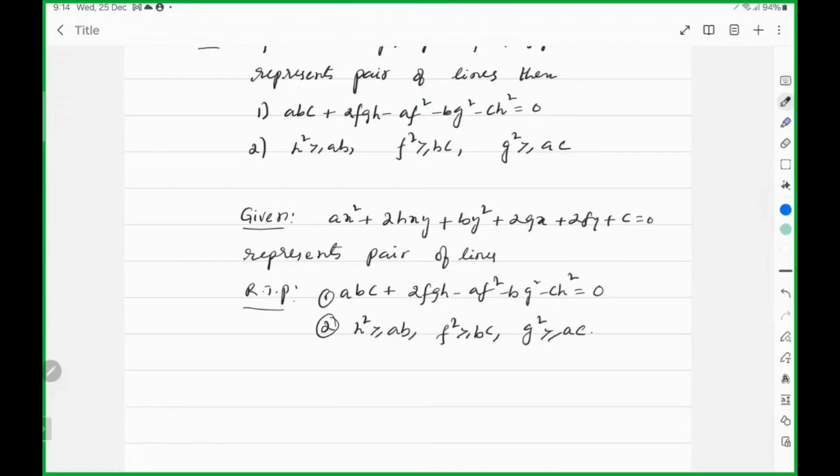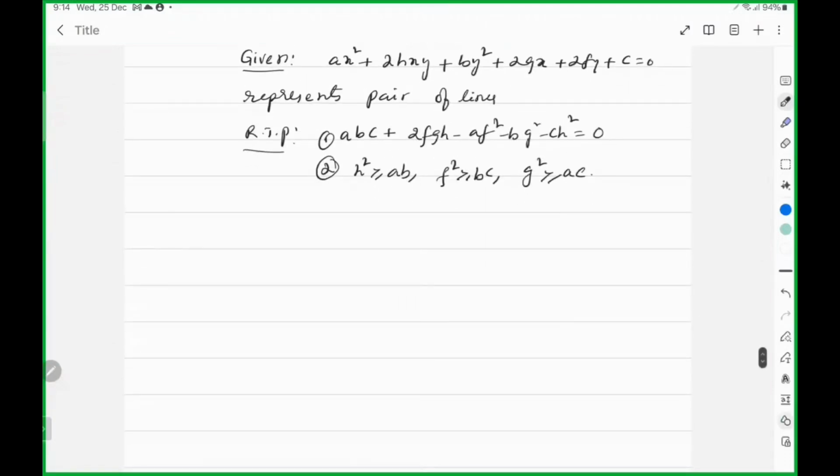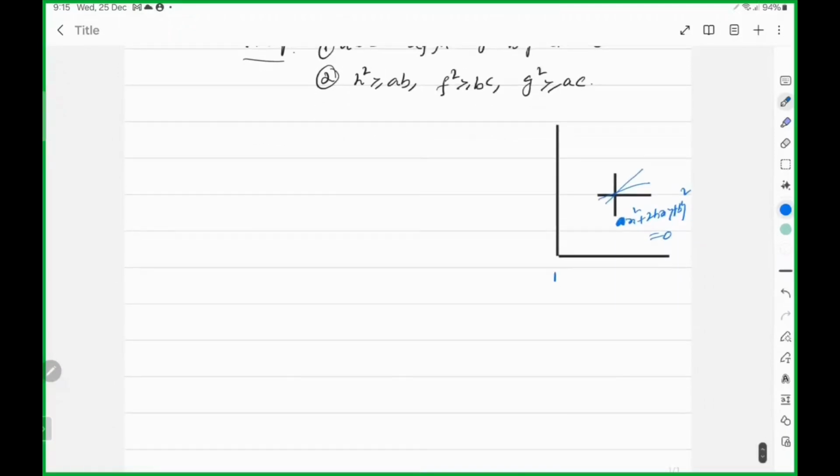So in the last classes I discussed lines which are passing through the origin. Then these lines' equation can be written in the format ax² + 2hxy + by². So don't write this in the exam, only for understanding purposes I am writing.